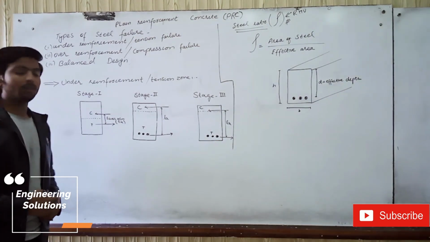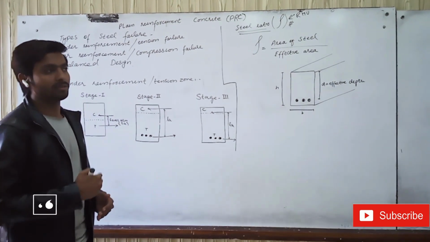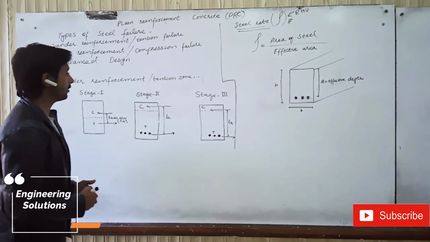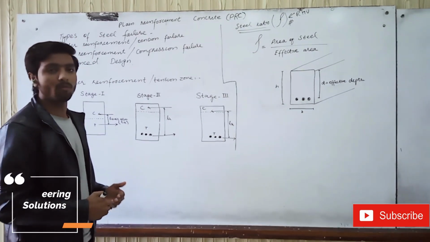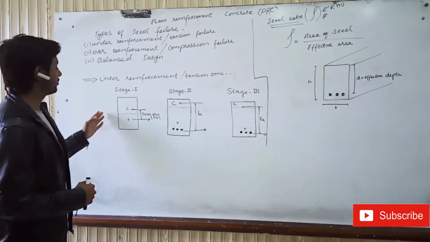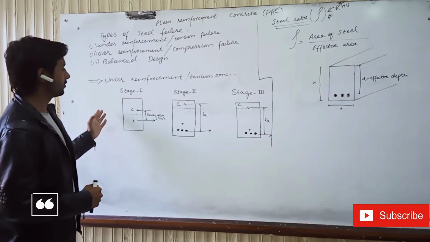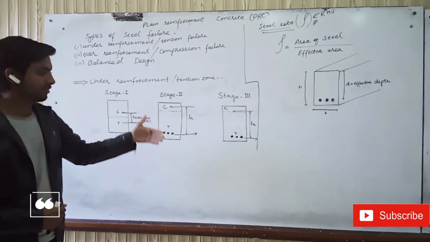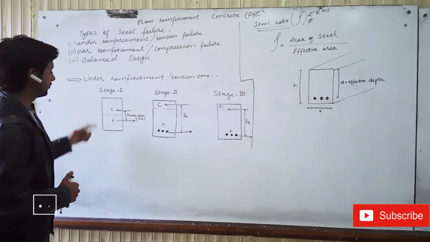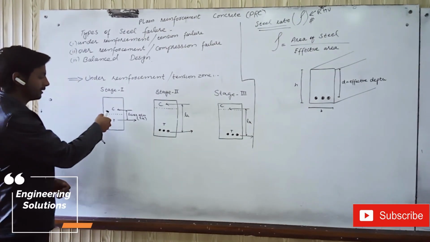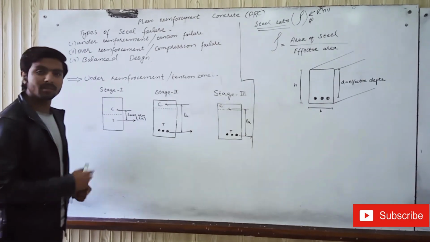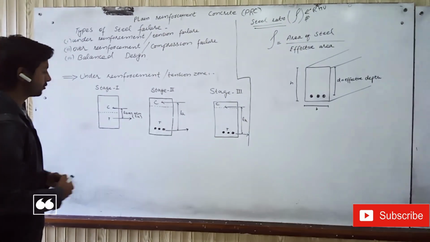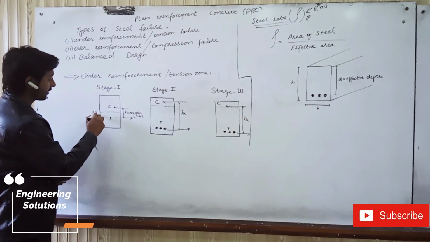When we provide the steel in our structural member in a lesser quantity, then it will fail at the end in the form of yielding. In the tension zone, the member will face three different stages before failure. Stage 1: the neutral axis and the lever arm remain constant in this zone. This is the tension zone, this is the compression zone, and this is our neutral axis.